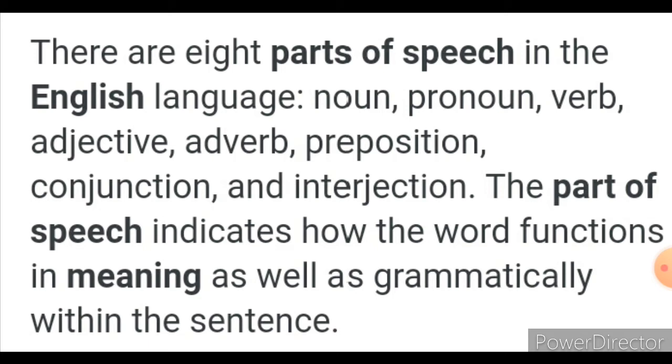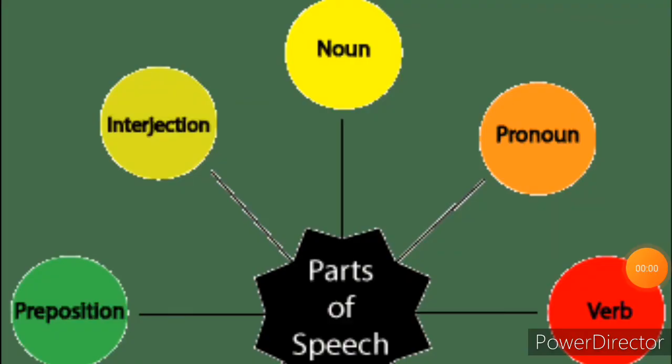So how many parts of speech are there? Totally 8 parts of speech: noun, pronoun, verb, adjective, adverb, preposition, conjunction and interjection. These are the parts of speech which help a sentence to give a complete meaning. A group of words to give a complete meaning is known as a sentence. In the sentence, we can identify either noun or pronoun or verb. That is parts of speech. There are different kinds of speech in a sentence.